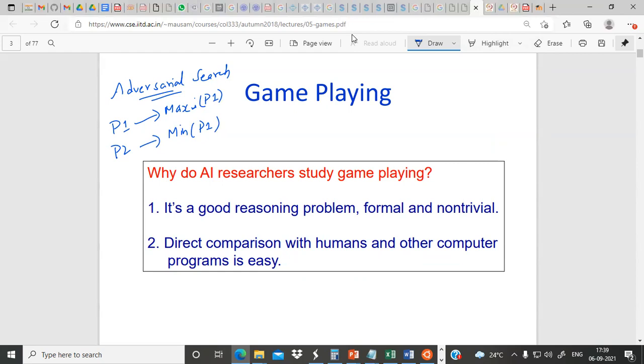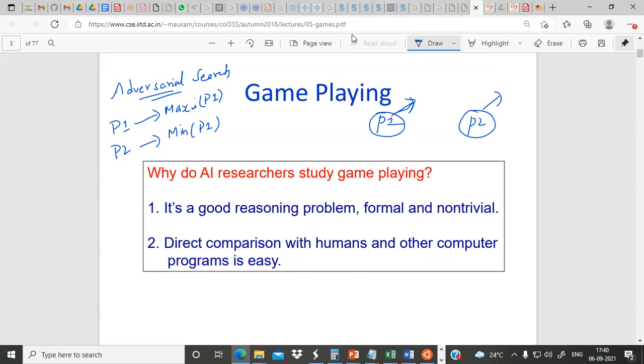So there are two agents, something like two players, player one and player two. Basically, player one wants to win, and player two wants to win. In other words, we can say that player one wants to maximize his score and player two wants to maximize his score. But we are focusing the problem from the perspective of player one.